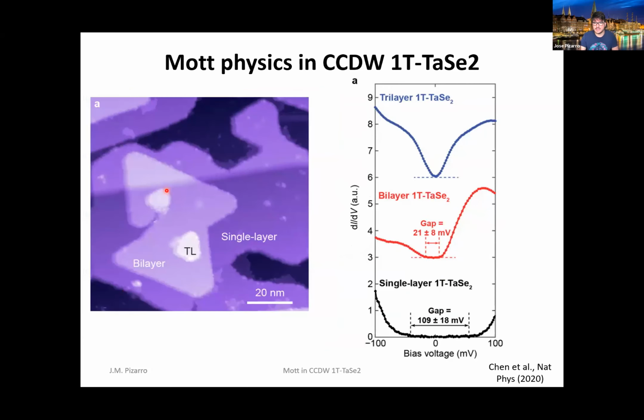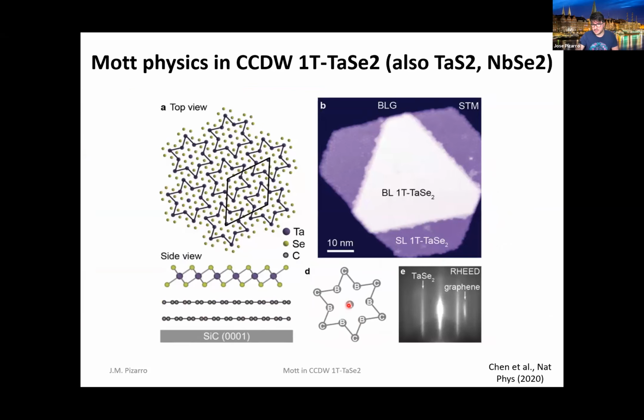So let me go back a little bit. This Star of David is composed of a center atom, then some inner ring, and then some outer ring.